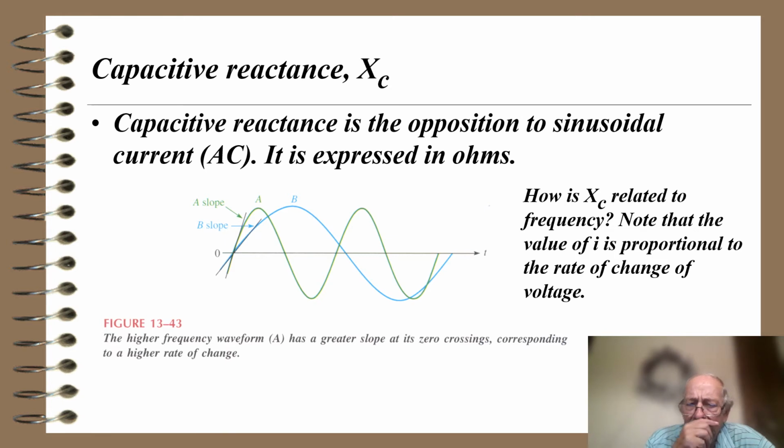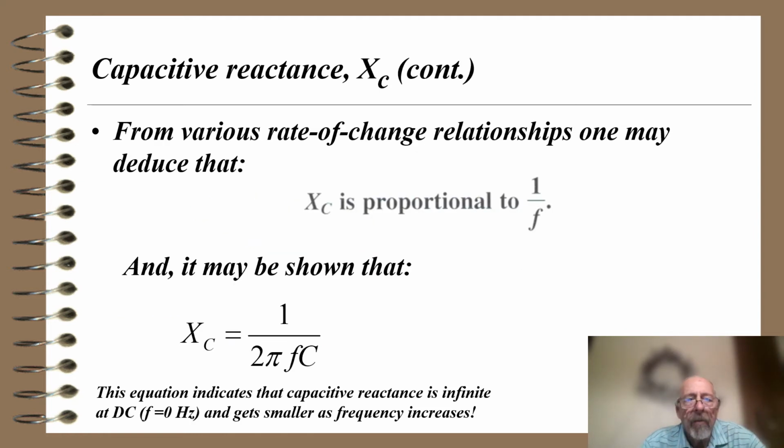So how is X sub C related to frequency? Well, we note that the value of I is proportional to the rate of change of voltage. So higher frequencies will be different than lower frequencies as far as reactance. From various rate of change relationships, one may deduce that X sub C is proportional to 1 over F. That is, it goes down with frequency. Furthermore, it may be shown that X sub C is given by 1 over 2 pi F C, where F is the frequency, C is the capacitance, and 2 pi is a constant.